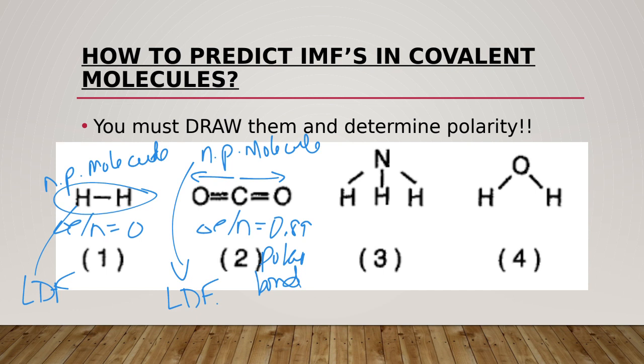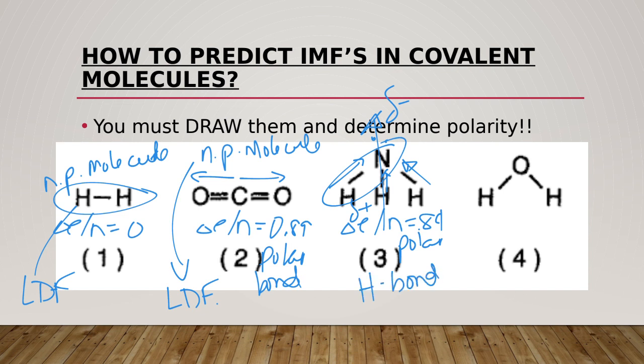Here's ammonia, and ammonia's difference in electronegativity is 0.84. So if it's 0.84, we know that that's a polar bond. And when we look at our molecule, we see we have poles going towards the nitrogen, but not in all directions. This makes my molecule polar. And so I know I'm going to have dipole-dipole attractions, but I also notice I have nitrogen bonded to a hydrogen. So I'm also going to have H bonding happening here.